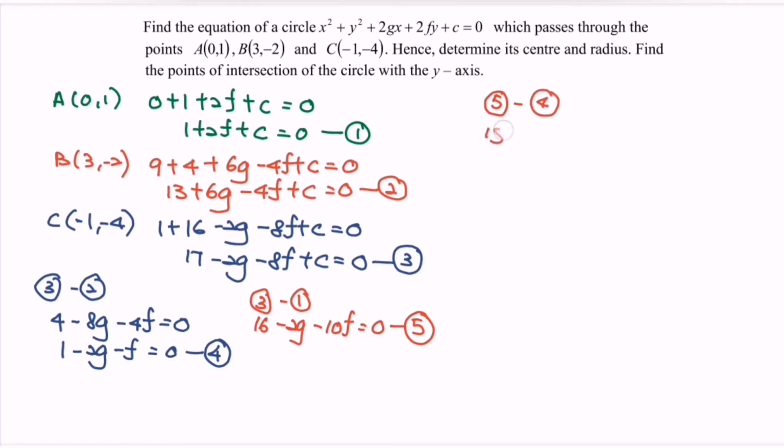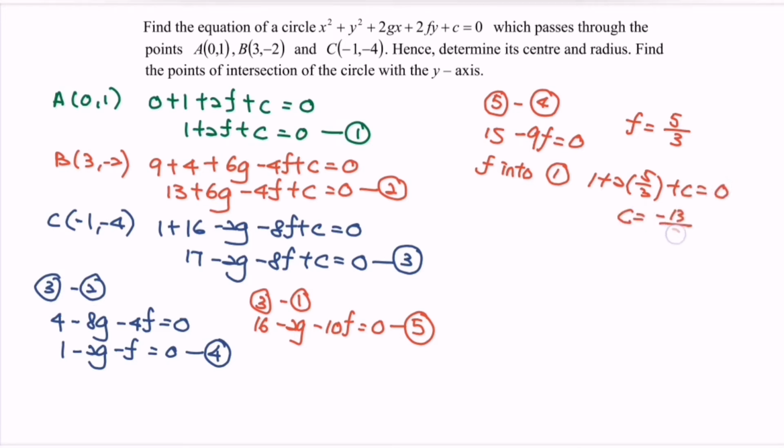So we will have 15, then we eliminate the g. Next, we have -9f equals 0. So from here, we can see that f equals 15 over 9, which we can simplify: f equals 5 over 3. Next is to substitute f into equation number 1. We have 1 plus 2 multiplied by 5 over 3 plus c equals 0. So c will be equal to -13 over 3.